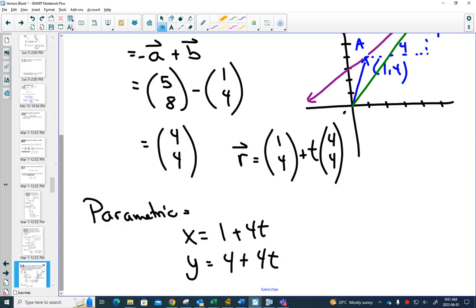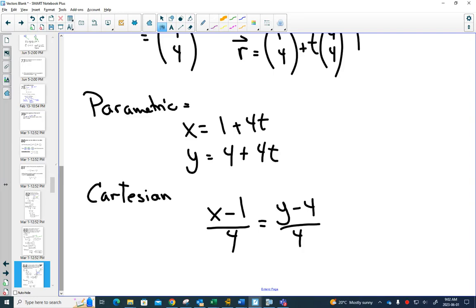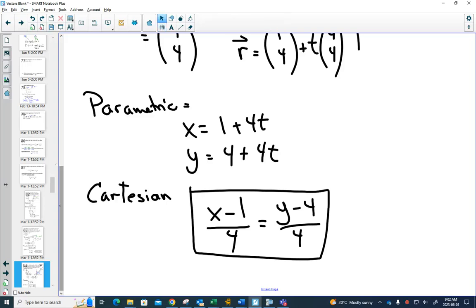And when you solve for t to get your Cartesian, t in the one will be x minus 1 divided by 4. T in the other one would be y minus 4 divided by 4. If they were both 1s on the bottom or both 4s on the bottom, it wouldn't make a difference. And of course, you could simplify that and get y equals mx plus b.